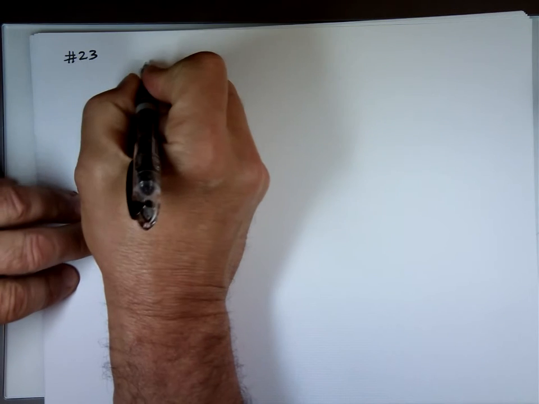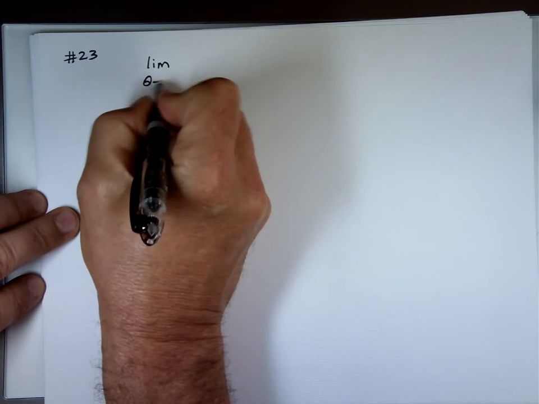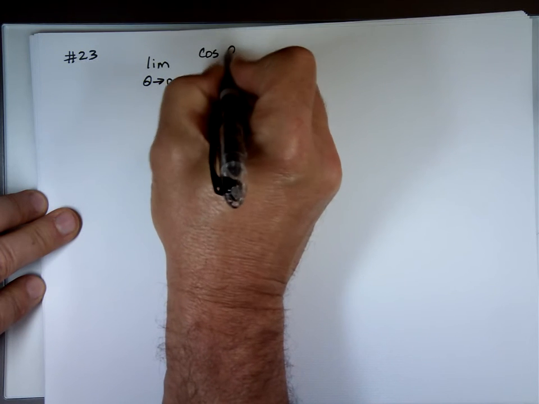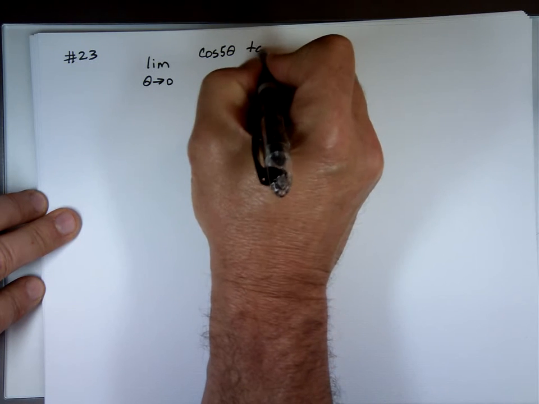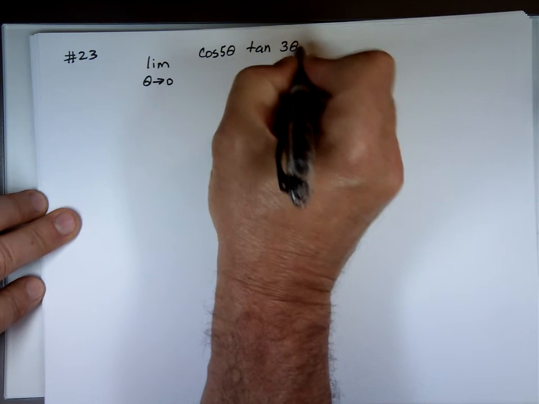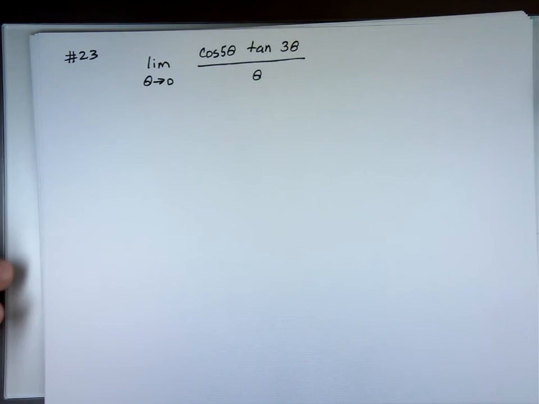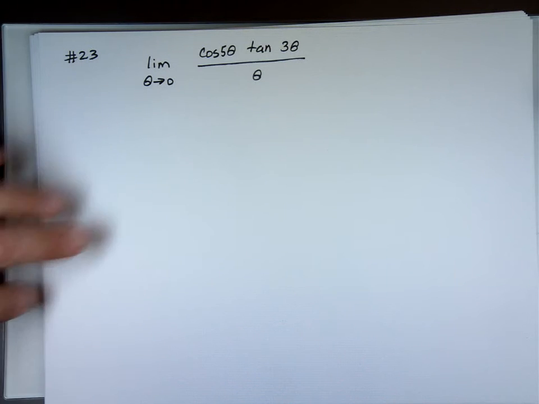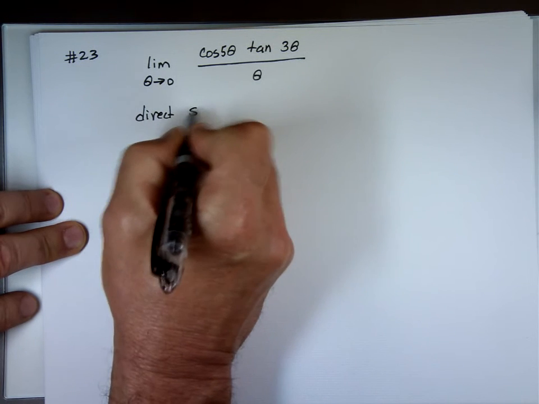Oh, maybe the special rules here. The limit as theta approaches 0 of cosine 5 theta tangent 3 theta over theta. Again, direct substitution is the best way. Let's try direct substitution. And I can see a problem already. I don't even have to do it.